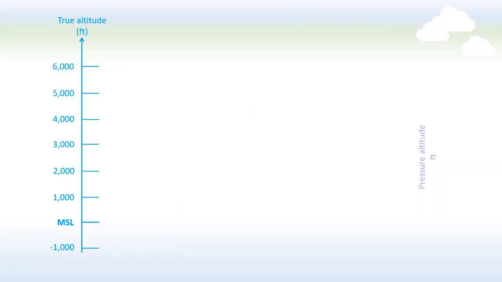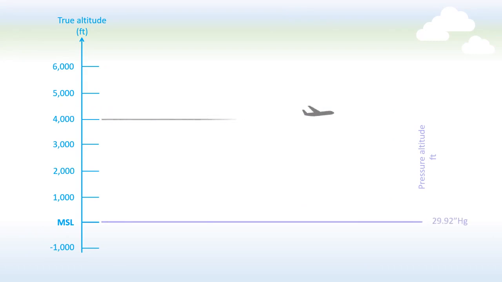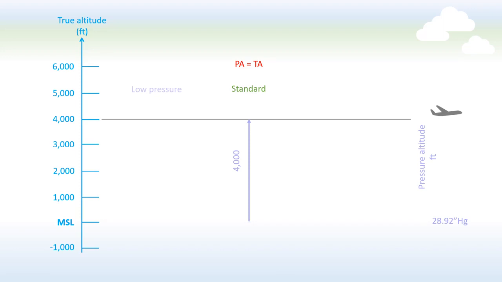As promised, let's explore how non-standard surface pressure can impact the reference point of pressure altitude. Imagine we're flying at a true altitude of 4,000 feet. In a perfectly standard condition, pressure altitude is also 4,000 feet. However, if sea level pressure drops to a mere 28.92 inches of mercury, our reference point sort of disappears.